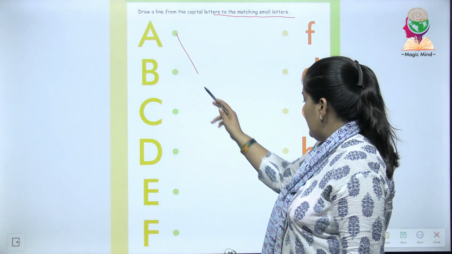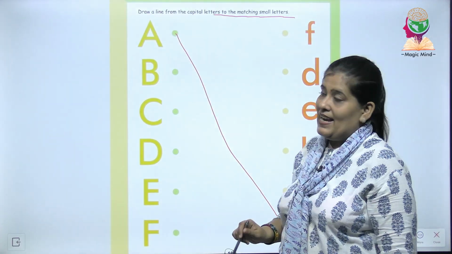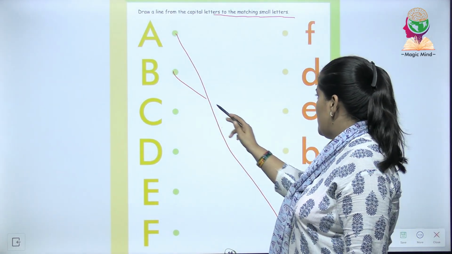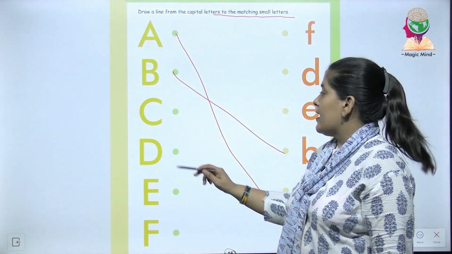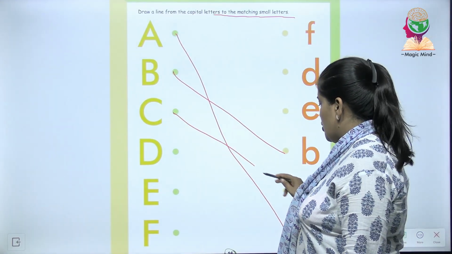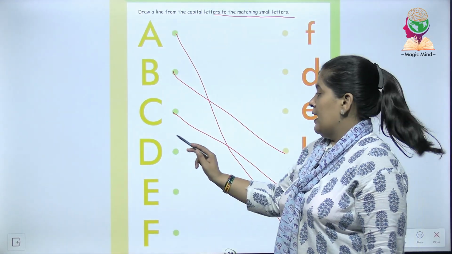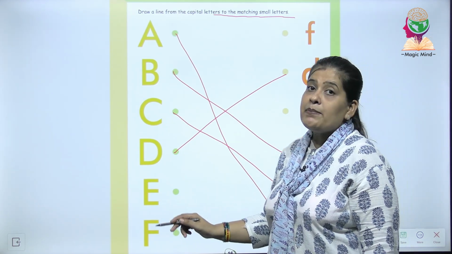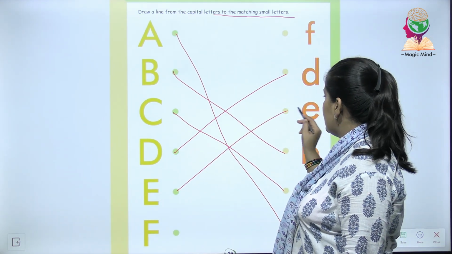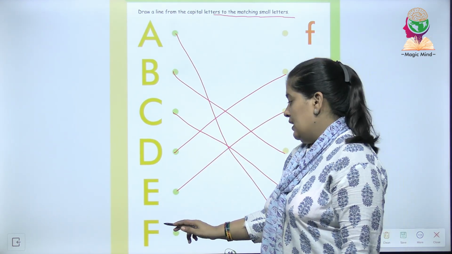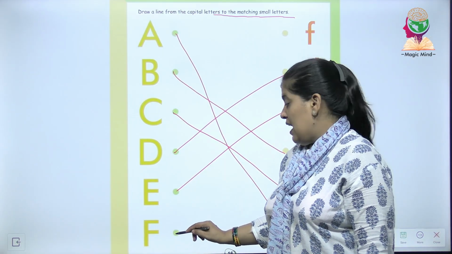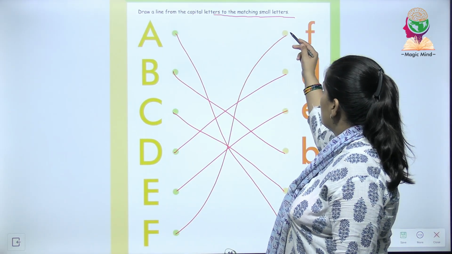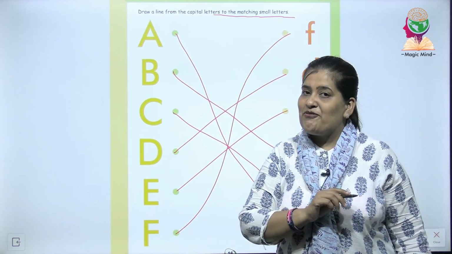Capital A and here is small a. Capital B, small letter B. Capital C, small letter C. Capital D, small letter D. This is capital E and this is small letter E. This is capital letter F and this is small letter F.